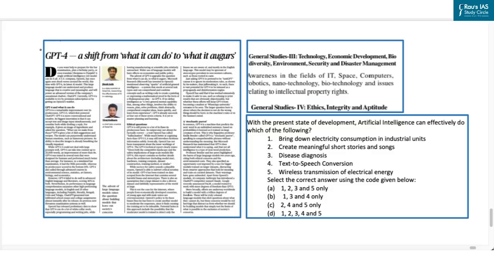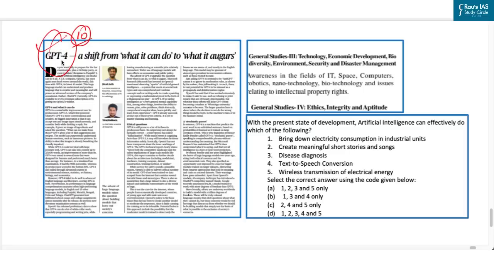Now our next discussion is based on this article which appeared on page number 10 in The Hindu newspaper. The context of this article is that a US company, OpenAI, has once again sent shockwaves around the world, this time with GPT-4, its latest AI model. This large language model can produce and understand language that is creative and meaningful and will power an advanced version of the company's sensational chatbot, that is ChatGPT.